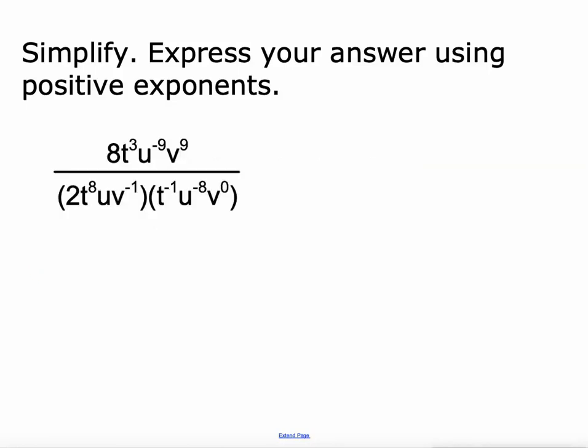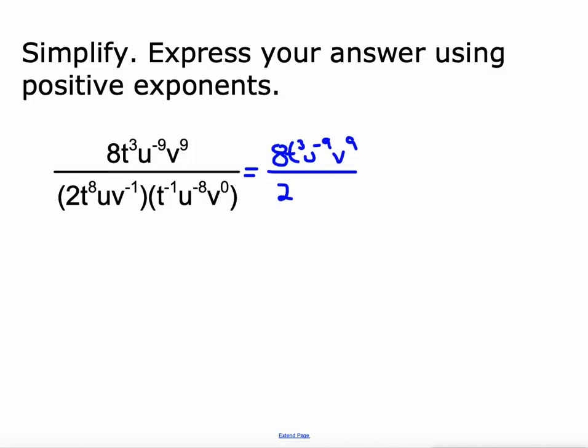One more, again, we got a bunch of variables, which makes it tougher. We got division, we got multiplication. The first thing I'm going to do here is multiply in the denominator. So I'm actually going to leave the numerator all alone here. I'm just going to leave it as 8t cubed, u to the negative 9th, v to the 9th. But on the bottom, I'm going to do 2 times, that's a 1 right there, so it's just 2.